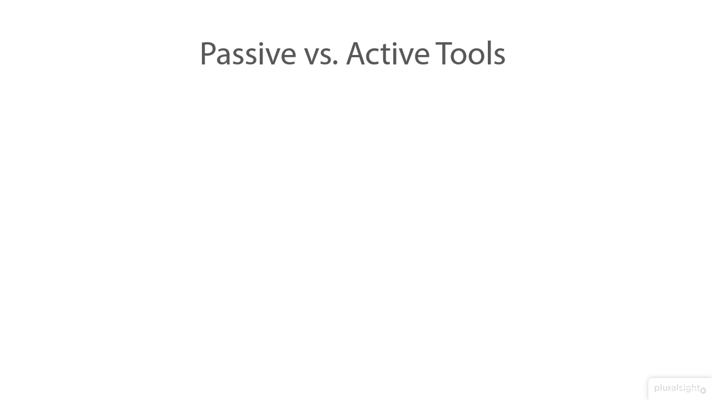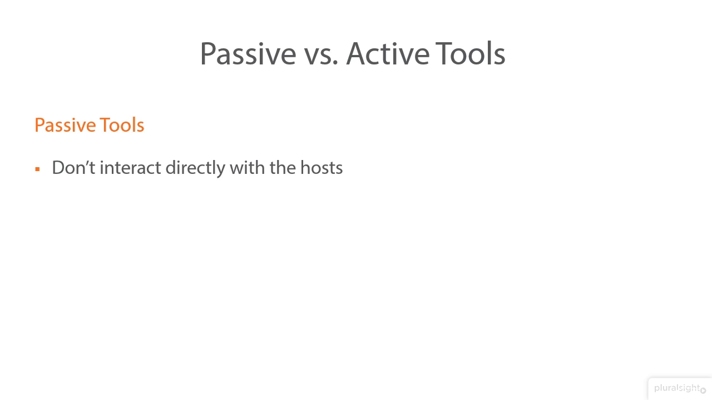Okay, let's take a look at passive versus active tools. Now, we talked about this before, but to compare and contrast, with passive tools, we don't interact directly with the hosts. As the name implies, it's passive. It's sitting to the side, so to speak, and it's monitoring traffic, or it's taking a look at what the application or that host is doing, but it's not actually actively reaching out and touching it. So the host doesn't really know that that monitoring is taking place.